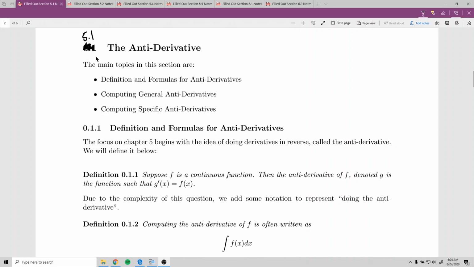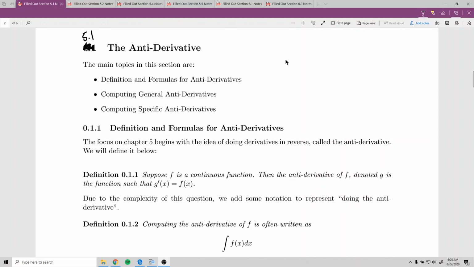This video will be on section 5.1, the antiderivative. So the main topics in here, we'll talk about what the antiderivative is, and then the formulas that go for it. The formulas we'll see come from the formulas for derivative, because we'll see what the antiderivative is asking. It's very similarly related. Then we'll be computing general antiderivatives, and then building on that, computing specific antiderivatives.